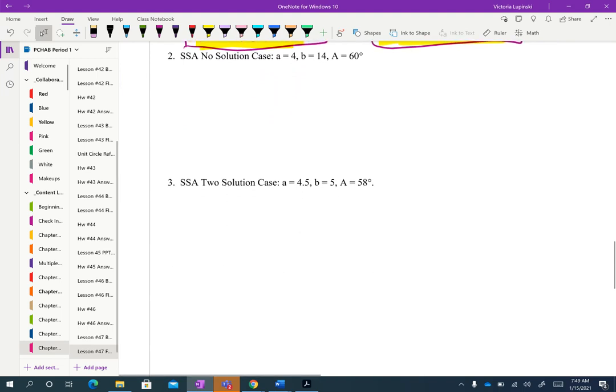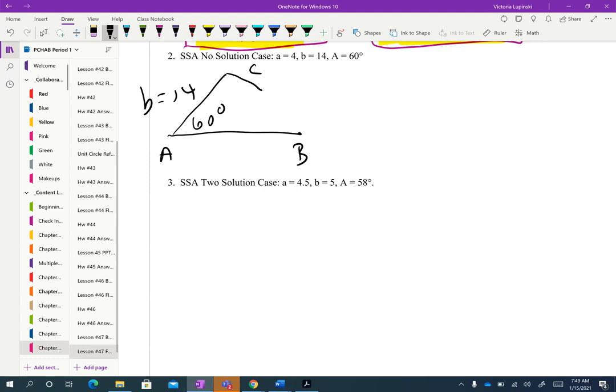Now let's consider side-side angle, the no solution case. So again, you're going to go ahead and start by drawing a triangle. Because I know what's going to happen, I'm going to have you draw the triangle just so you can visualize it. So let's consider a triangle A, B, C. And here's what is actually happening. Angle A is 60 degrees. Side B is 14. And then they're telling you that side A is equal to 4.